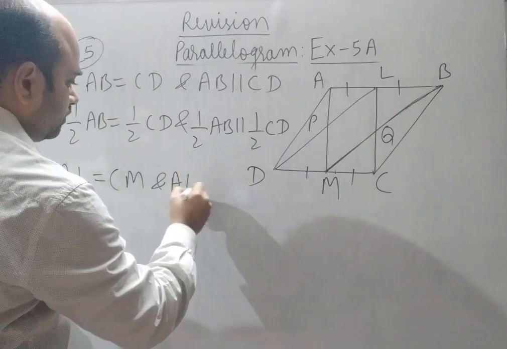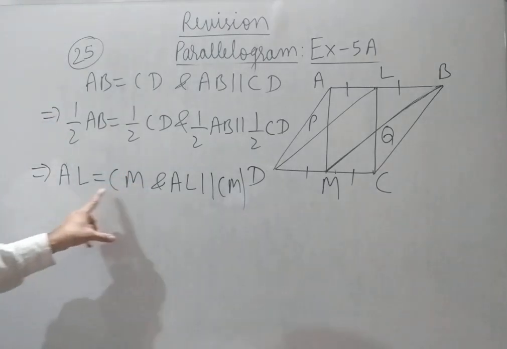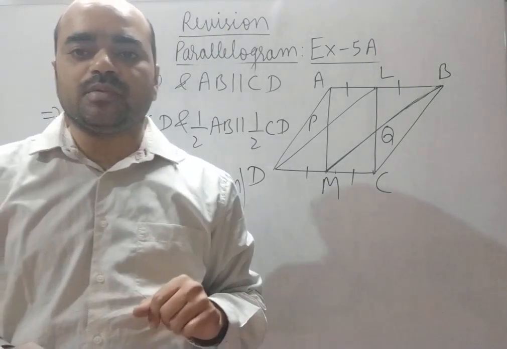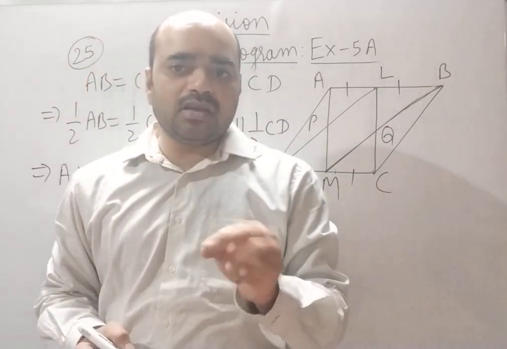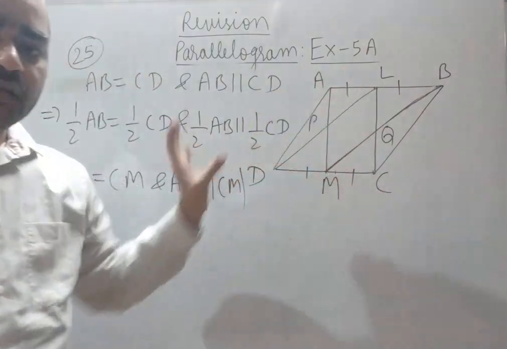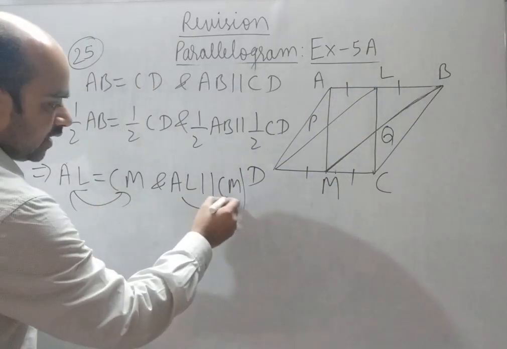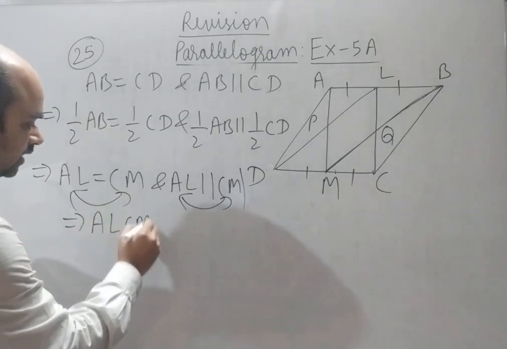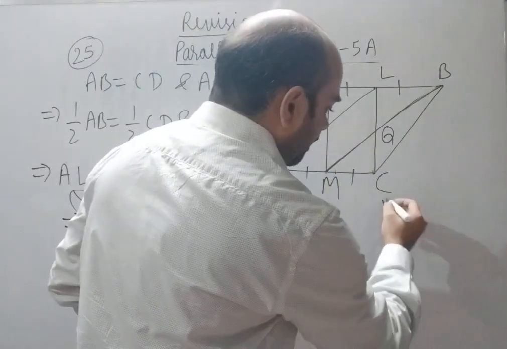Correct? We can take any one part. So now see, the same pair of opposite sides is parallel and equal. In a parallelogram, one special property is there: if in any quadrilateral, the same pair of opposite sides is parallel and equal, then that is a parallelogram. So see, the same pair of opposite sides equal, the same pair of opposite sides parallel. Therefore, ALCM is a parallelogram. See, this is a parallelogram.